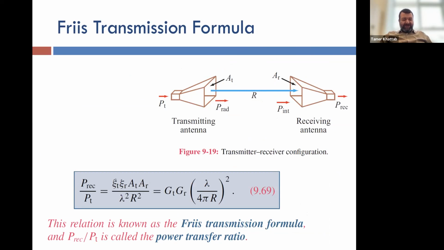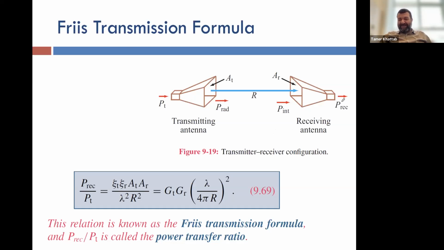And we know that efficiency times directivity will give you gain. Then you can map this expression to this expression, and that's the most commonly used one. So the gain of the transmitter multiplied by the gain of the receiver multiplied by the free space term, they call it that way, or the free space path loss term, lambda over 4 pi r, all of this squared.